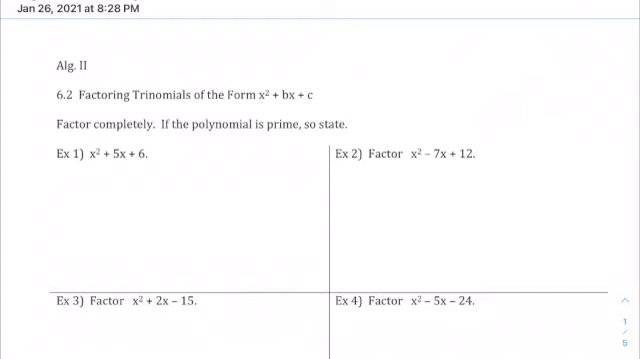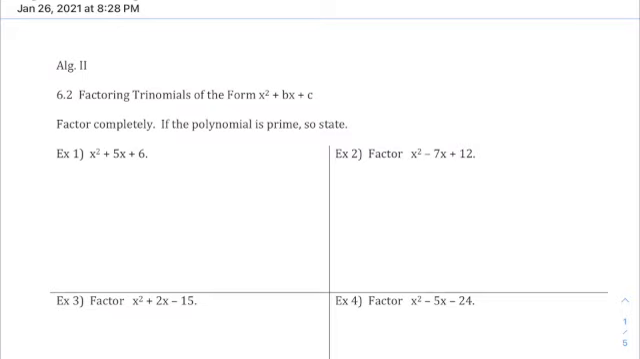Hi everyone, today's objective is factoring trinomials of the form ax squared plus bx plus c with the leading coefficient of x squared as 1. Factor completely if the polynomial is prime.